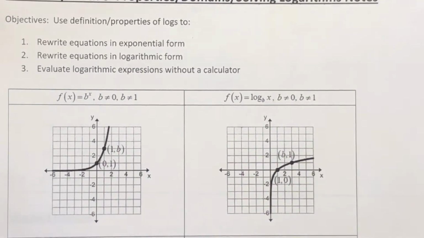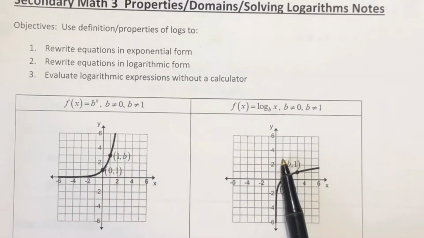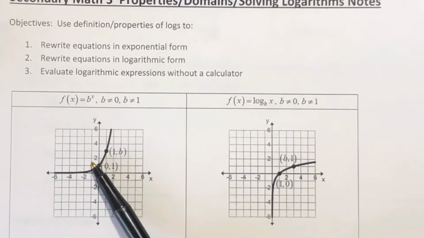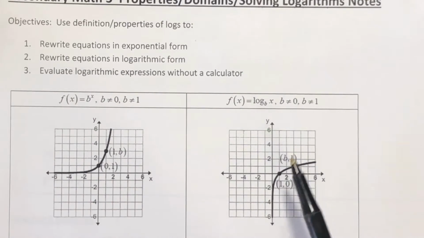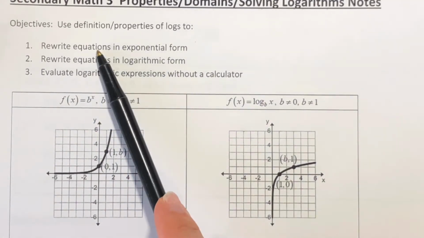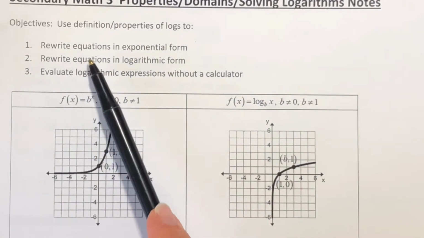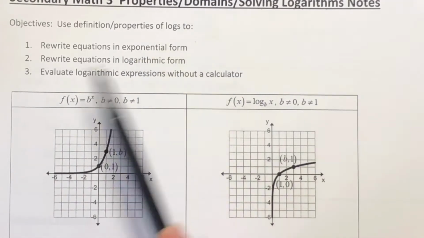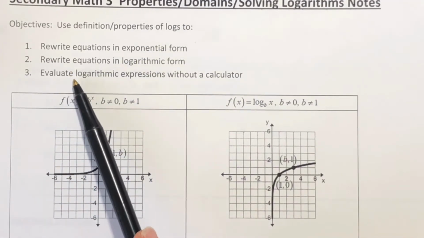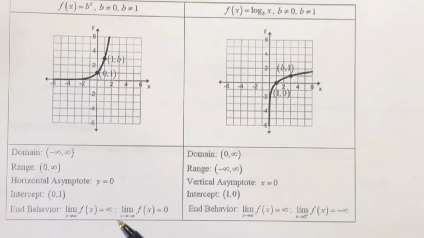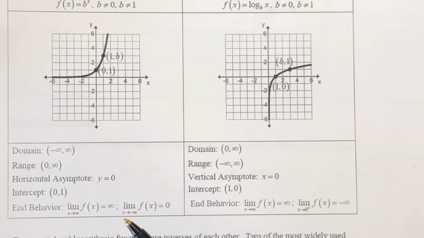So that's why we can use logarithms so much, because exponential things show up all the time in the natural world, and so do logarithms because they are inverses of each other. So today we're going to learn how to rewrite equations in exponential form and then rewrite them in log form. So we're going to learn that you can go back and forth between these two formats. And then we're going to learn how to evaluate log expressions not using a calculator. So let's just look at these graphs really quick for a second though.